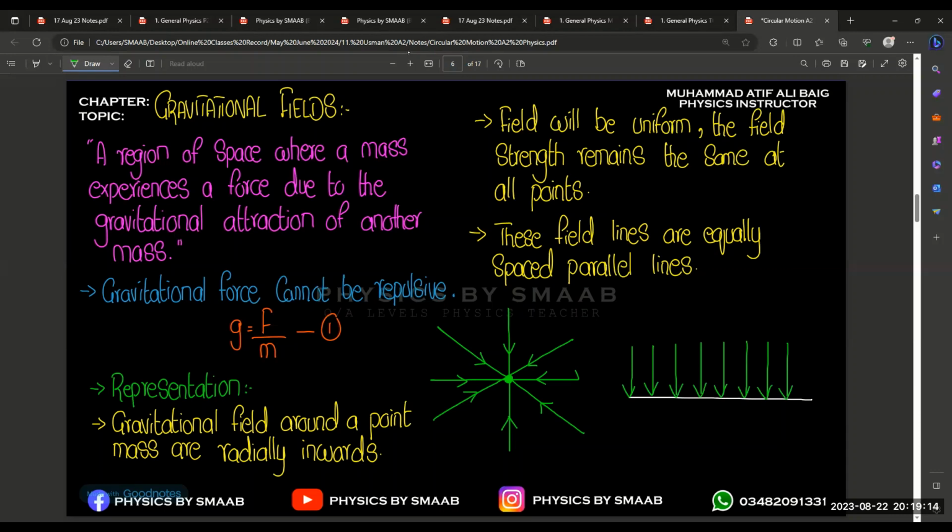So this representation shows the example of the second and third points: these gravitational field lines are equally spaced and parallel to each other, and all are again radially inward towards the center of the circle, or towards the surface of the Earth, right? Any confusion? No. Okay.